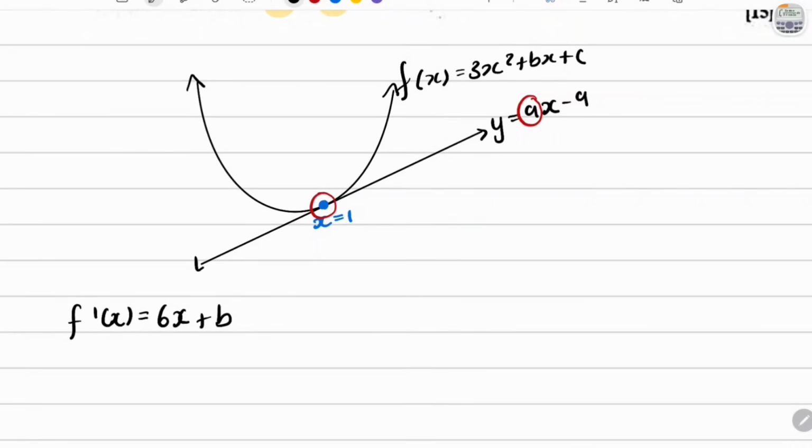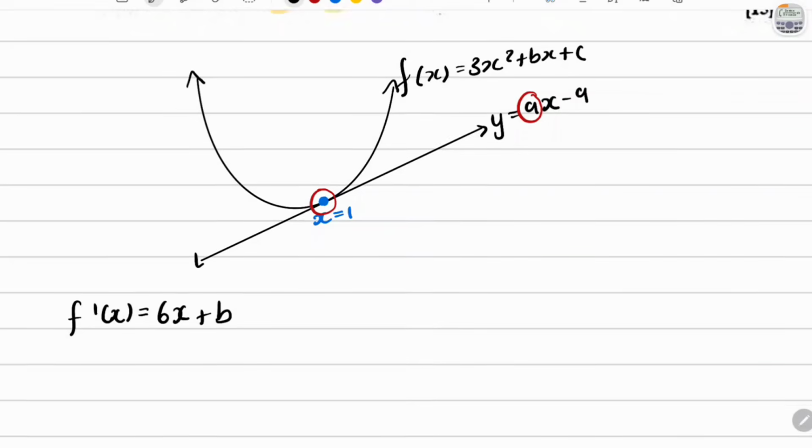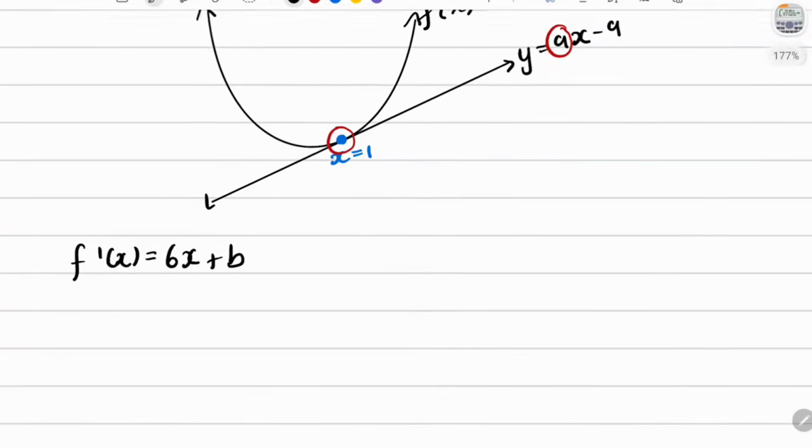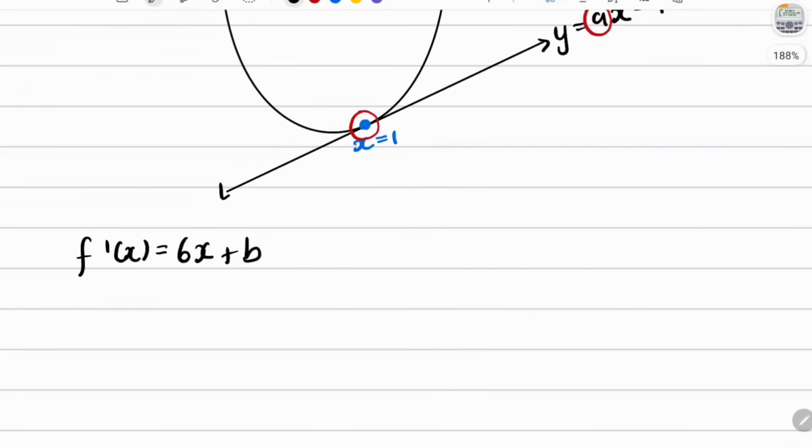Now, we're not just looking for any gradient on this parabola. We're looking for a specific gradient. We're looking specifically for the gradient at this point. And we know that the gradient at this point is 9, because that's the gradient of your tangent. The tangent and the parabola have the same gradient at that point. So before actually substituting the gradient, I'm going to say I'm specifically looking for the gradient of f at a particular point where x is equal to 1.